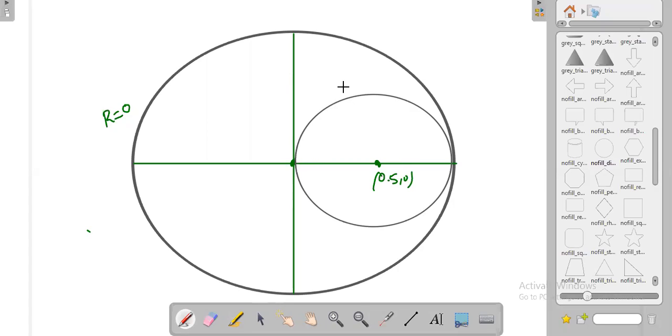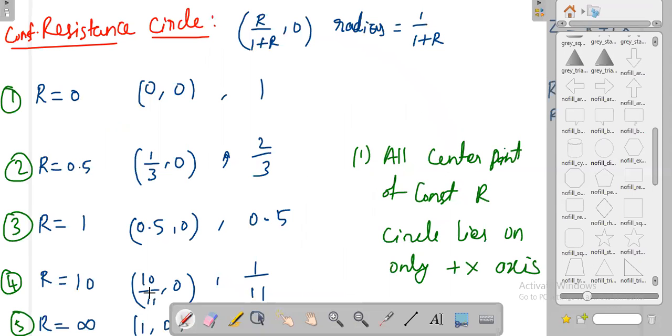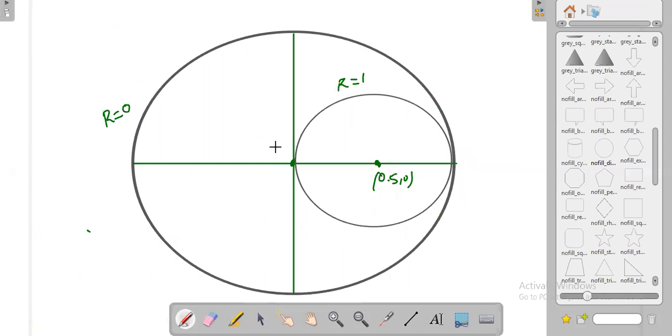Now, this circle is for r is equal to 1. Then what will happen next? If I increase my r, my center point is moving towards the right hand side, and my radius is decreasing. So I will draw for other cases. Now this is r is equal to 1, and then one more circle I will bring.